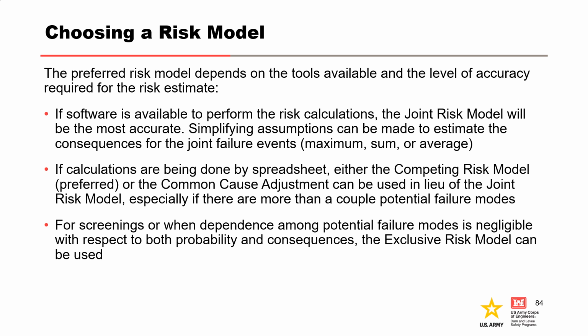While in most cases the total risk will not differ much with the risk model used, the preferred risk model depends on the tools available and the level of accuracy required. If powerful software is available to perform the risk calculations, such as RMC total risk, the joint risk model will be the most accurate and is recommended. Simplifying assumptions can be made to estimate the consequences for the joint failure events, such as taking the maximum of the consequences between the failure modes, summing them together, or taking the average.